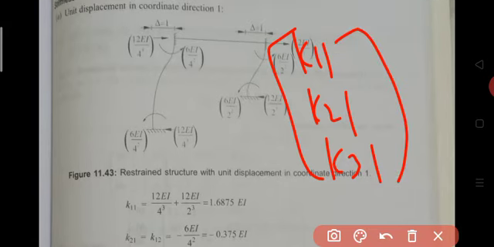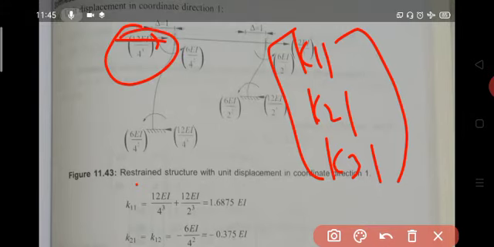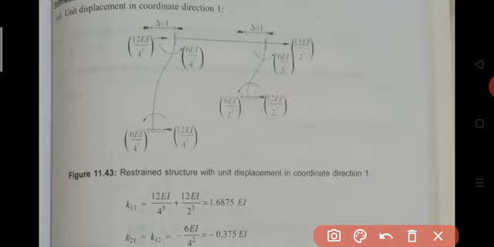K11 means the force developed in the first coordinate direction due to unit displacement given in the first coordinate direction. What is our first coordinate direction? It is the force coordinate direction. Therefore, we need to determine the force developed at the floor level. K11 is equal to HB and HC. At the floor level we have two forces, HB and HC, both in plus x direction.